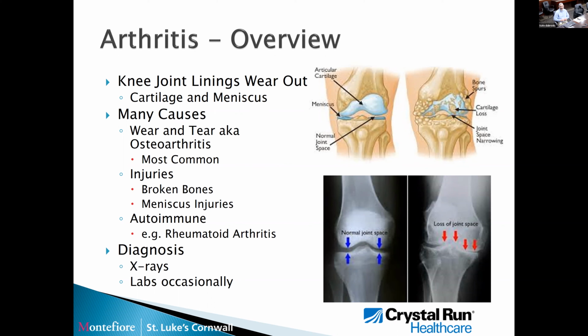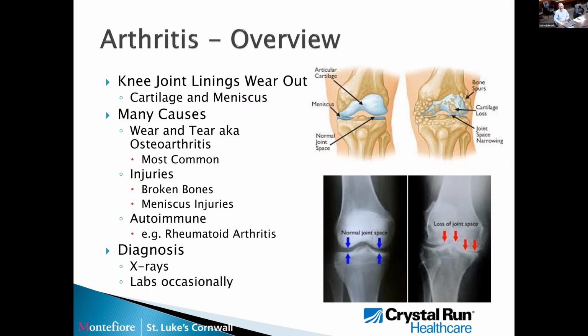This can be caused by injuries. If you break your bone around the joint, particularly fractures that go into the joint, they disrupt the cartilage surface, and they can lead to arthritis down the line, as well as meniscus injuries. The meniscus is a normal cushion to the knee, and therefore any injury to it or anything that damages that function over time can increase the pressure within the knee and cause arthritis.